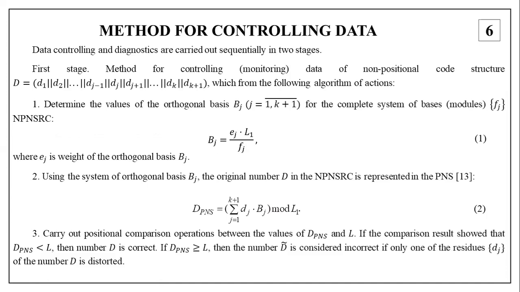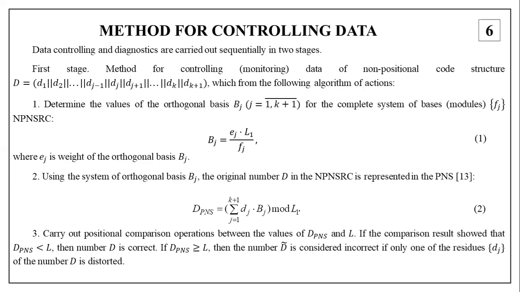Data control and diagnostics are carried out in two stages. First stage, methods for controlling and monitoring data of non-positional code structure, which, following the algorithm of action, determine the value of the orthogonal basis of the complete system of bases according to Formula 1. Using the system of orthogonal bases, the original number D in the non-positional number system in residual class is represented in the positional number system according to expression 2, and a positional comparison operation is carried out between the values of D in the positional number system and L.